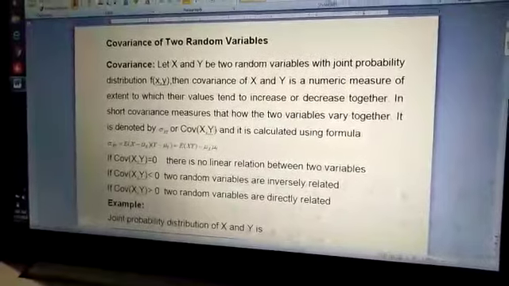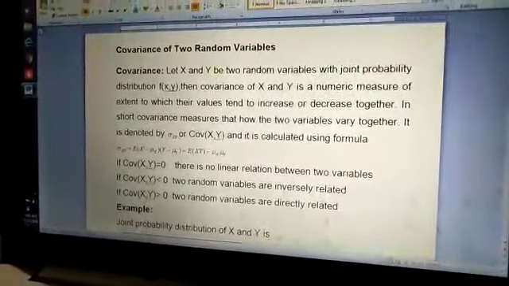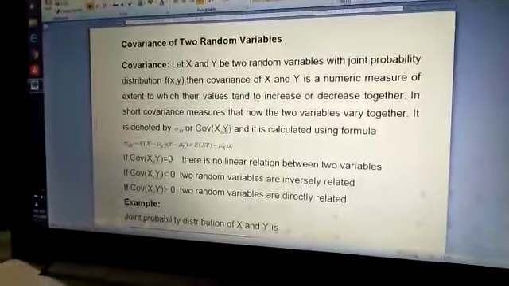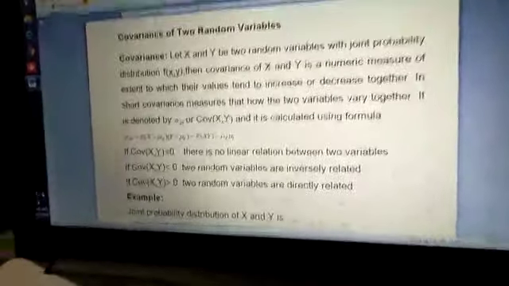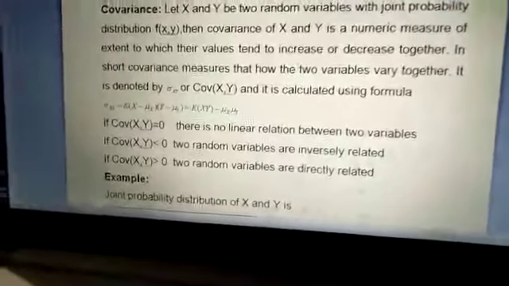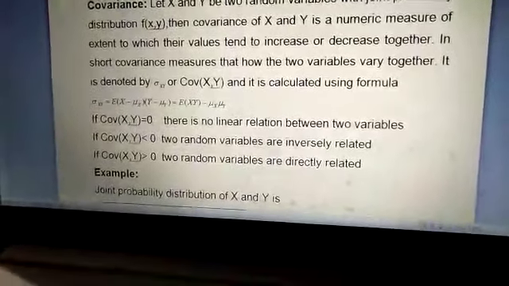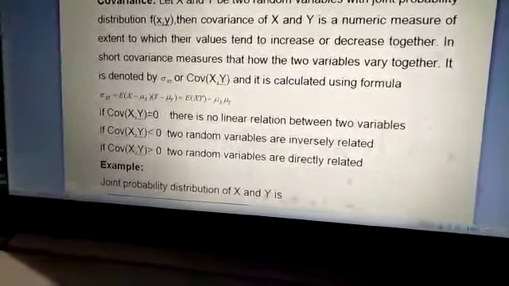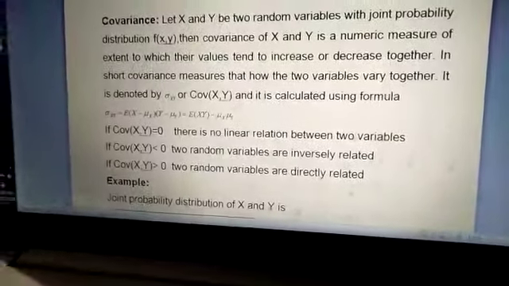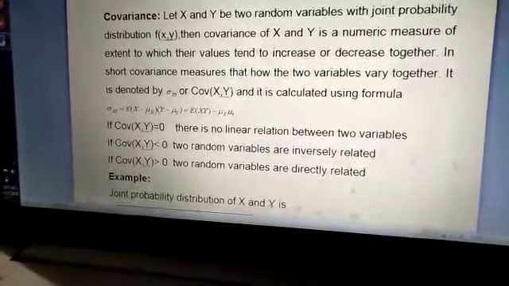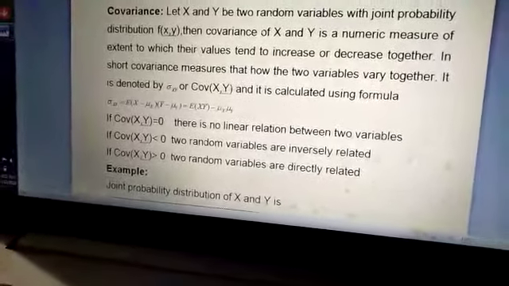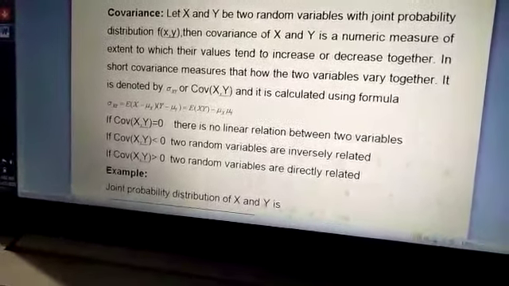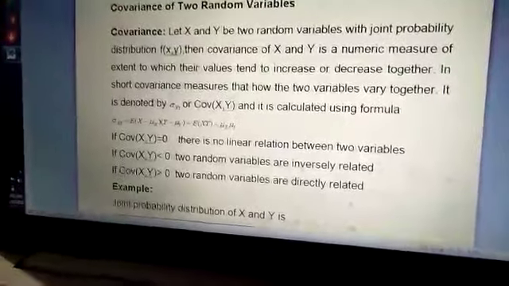This covariance is denoted by sigma xy or covariance xy, and it is calculated using the formula sigma xy is equal to the expected value of (x minus mu x) multiplied by (y minus mu y), or the expected value of x multiplied by y minus mu x into mu y, where mu x and mu y represent the expectation of x and expectation of y.